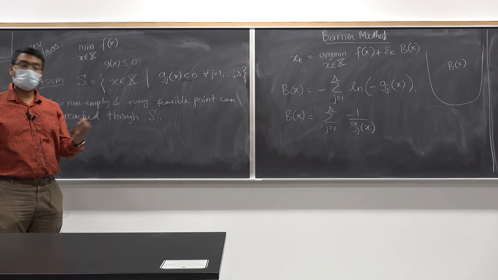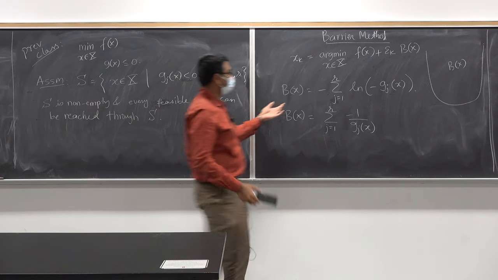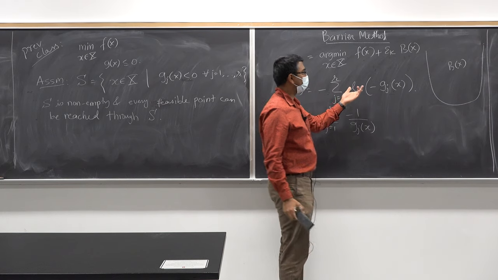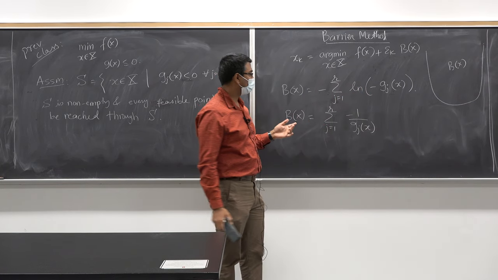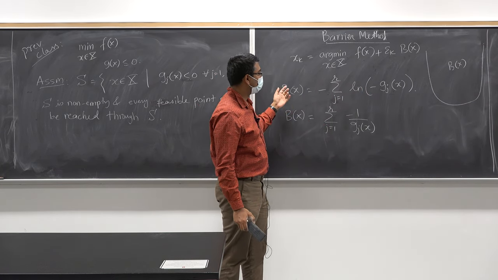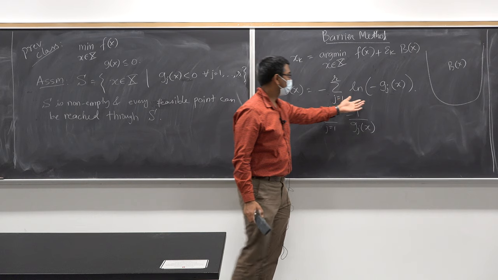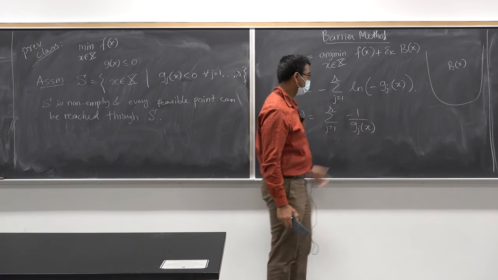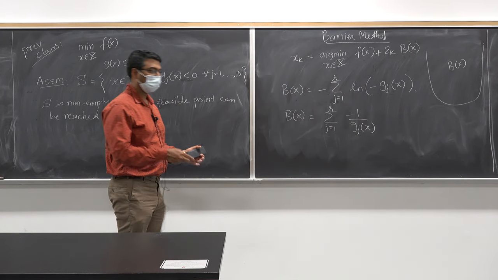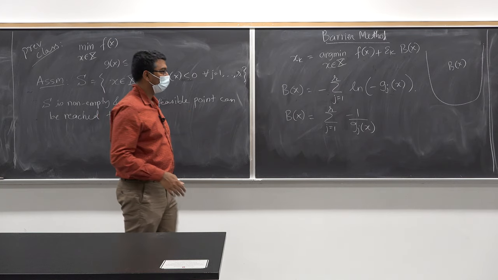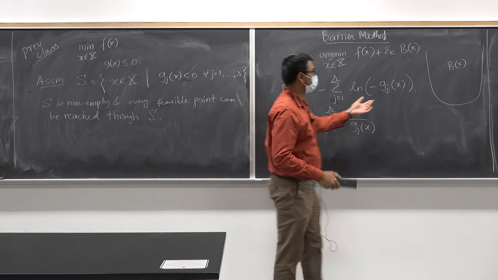Now that's of course an ideal barrier function. In a real barrier function, you want the barrier function to be differentiable and all that good stuff. It should be differentiable, it should be twice differentiable, you should be able to do gradient descent and all that stuff. That's why we use what is known as a smooth barrier function, which goes to infinity very smoothly, but it does go to infinity at the boundary.